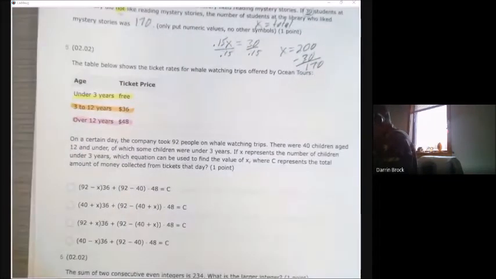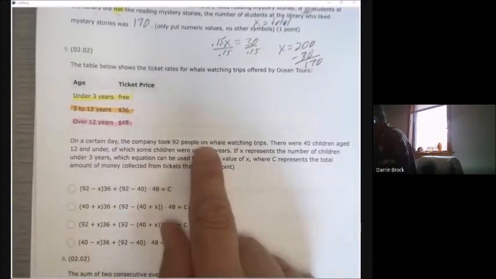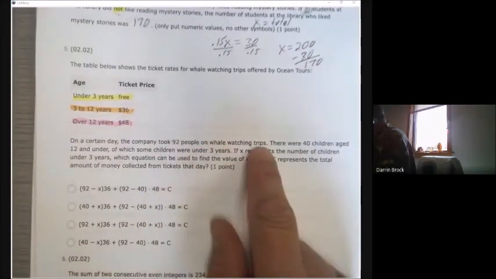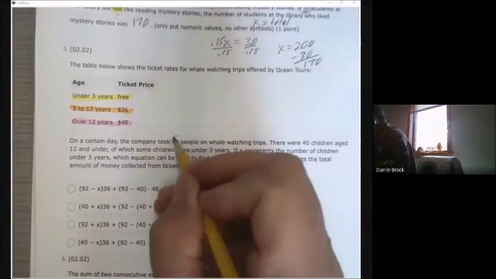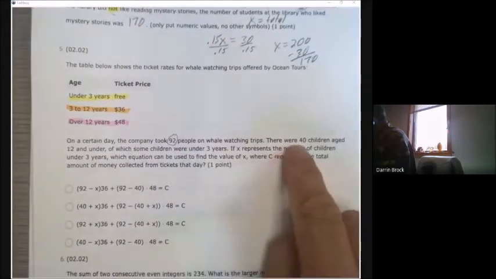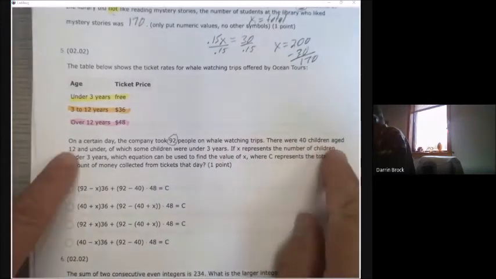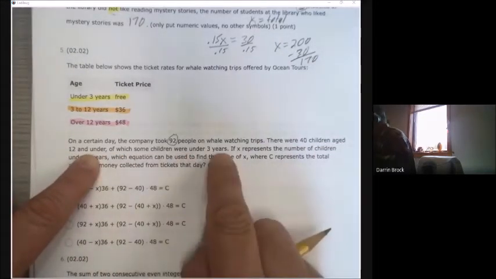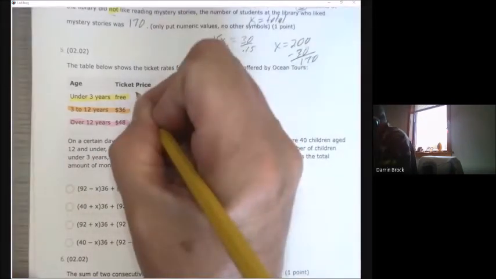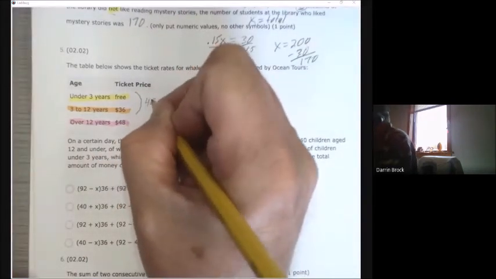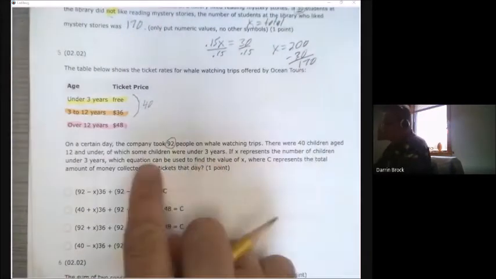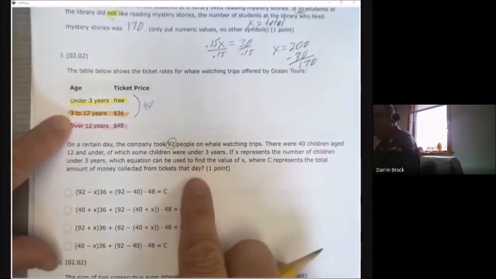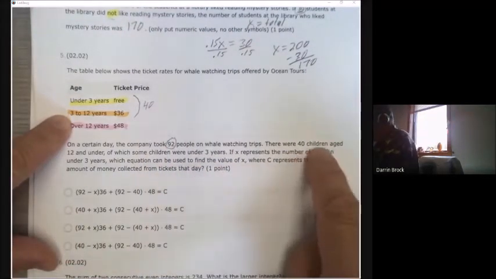It says on a certain day, a company took 92 people on the whale watching trips. Okay, so 92, that's everybody. There are 40 children aged 12 and under, of which some of those were under 3. So these two groups together, we know there are 40 children. Some are in this group, some are in this group. We don't know yet how many. We just know there's 40.